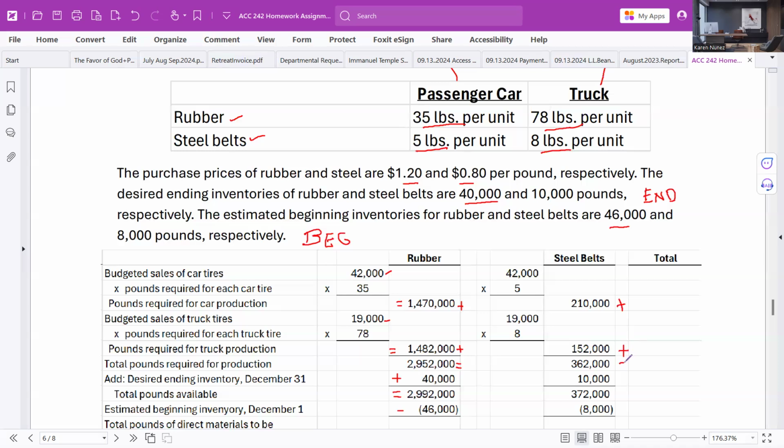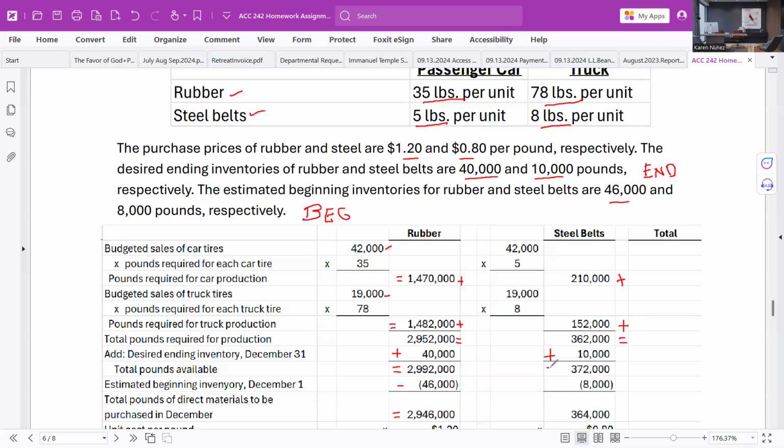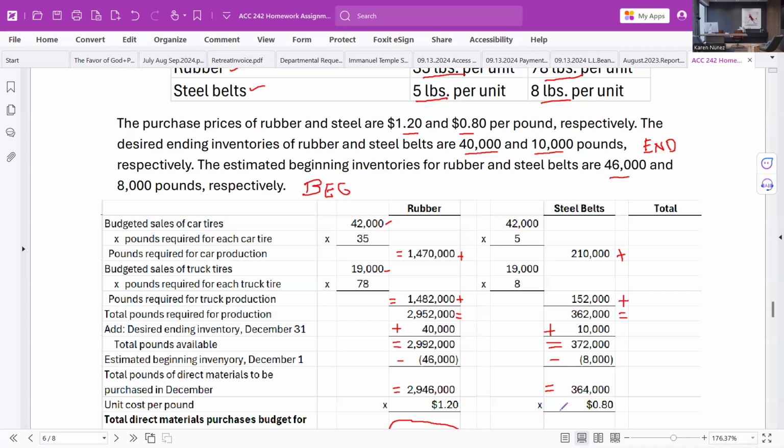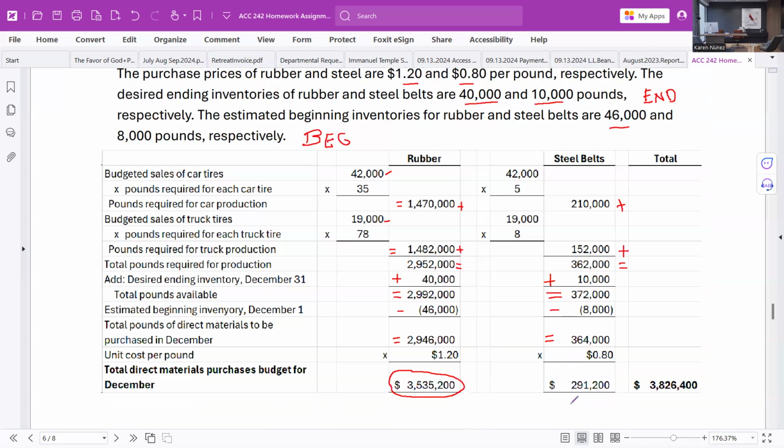Put it all together, total steel belts that we need. But the ending inventory needs to be 10,000. So we're going to need more for that. So the total amount that we need, total pounds of steel belts that we need to have available, 372,000 pounds to cover what we need to produce and sell these tires, plus the ending inventory, minus the beginning inventory, gives us what we need to purchase. And it's going to cost 80 cents per steel belt. That's our purchases budget for steel belts.